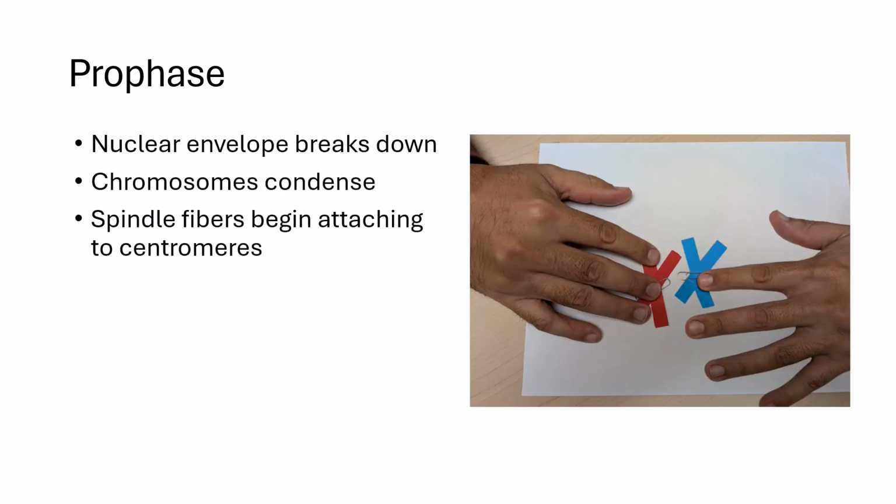In prophase, the nuclear envelope breaks down and chromosomes condense. Spindle fibers begin attaching at the centromeres. This is why the string is removed and your fingers act as spindle fibers. Spindle fibers are microtubules made of protein filaments that help align the chromosomes and pull them apart. They attach to kinetochores, which are protein structures on centromeres.